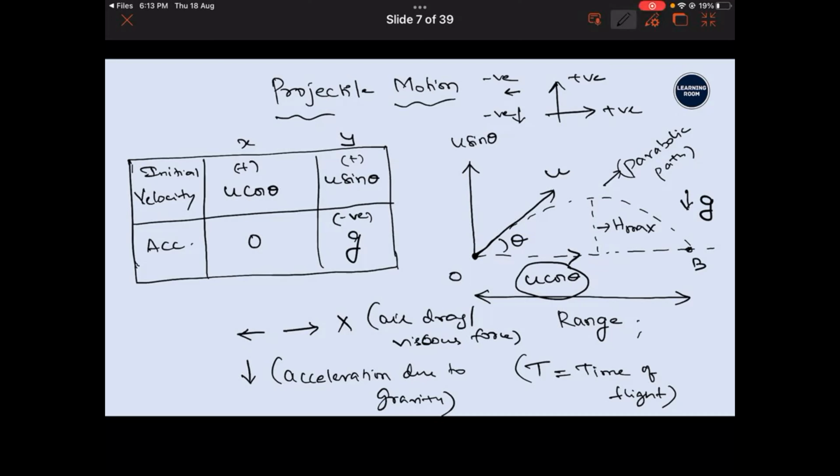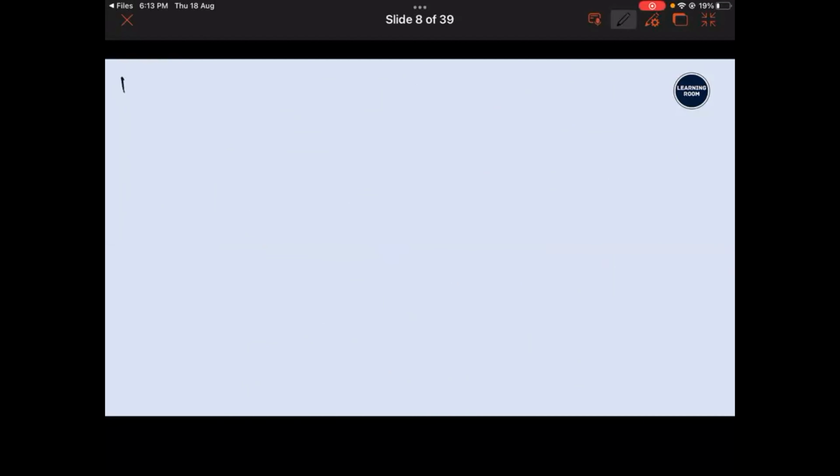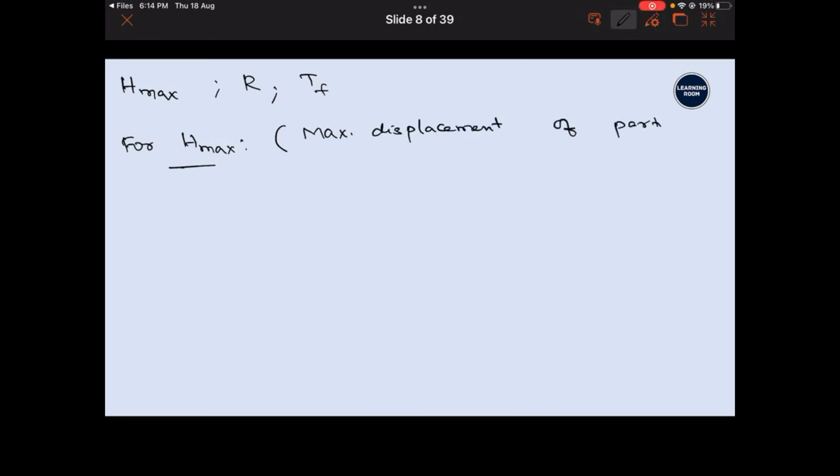Shall I proceed? Now see. We will be calculating three parameters. One is maximum height, range, and TF, which is called time of flight. So first I am starting with maximum height. First of all, what do you mean by maximum height? The name itself is suggesting the maximum displacement of the particle in which direction? In y direction. So maximum displacement of the particle in y direction is called maximum height.